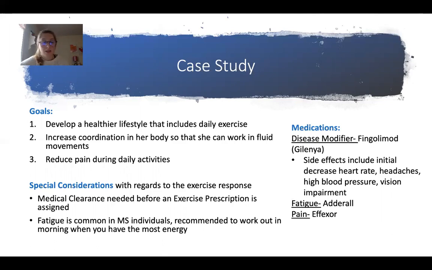Her medications are Gilenya, which is a disease modifier with side effects that need to be addressed in her exercise prescription. And then she takes Adderall for fatigue and Effexor for her pain. Some special considerations are that a medical clearance needs to be done before she is assigned the exercise prescription, and she should be working out in the morning when she has the most energy and is not as fatigued.